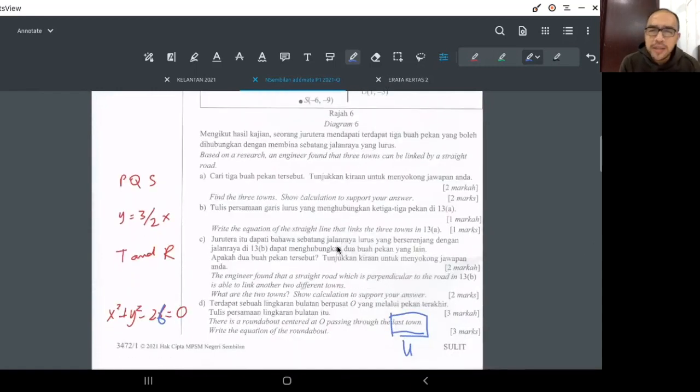I also was thinking, what is this last town? Then I realized that this Pekan Terakhir is the town that is not mentioned in any of this. So if you see A is PQS and then C is TR, so only U is not mentioned. Because of that, we assume that the last town in this question means U.